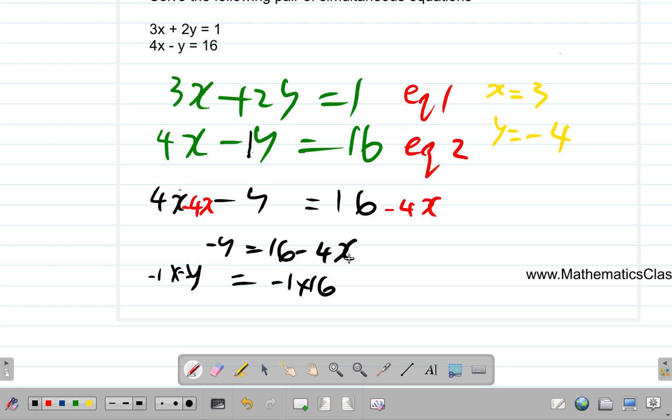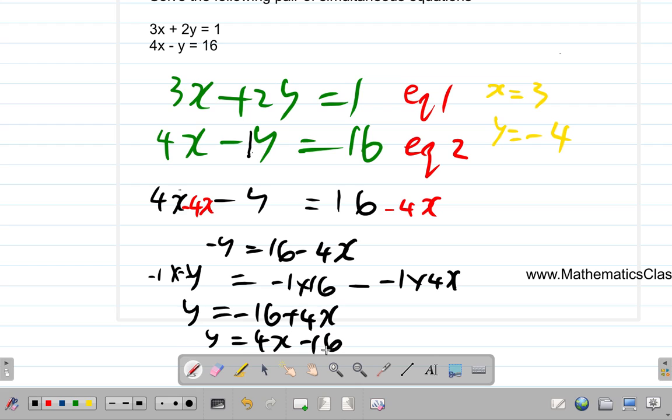We put it in brackets, but let's just multiply the negative 1 by each term. Negative 1 by 16 minus negative 1 by 4x. So we have positive y equals negative 16 plus 4x. So we can write y is equal to 4x minus 16. You see that?